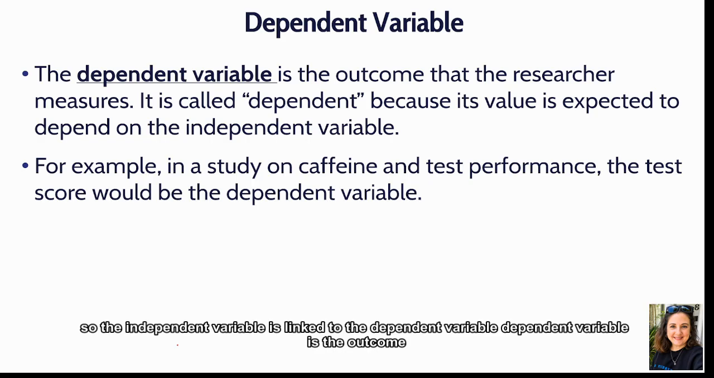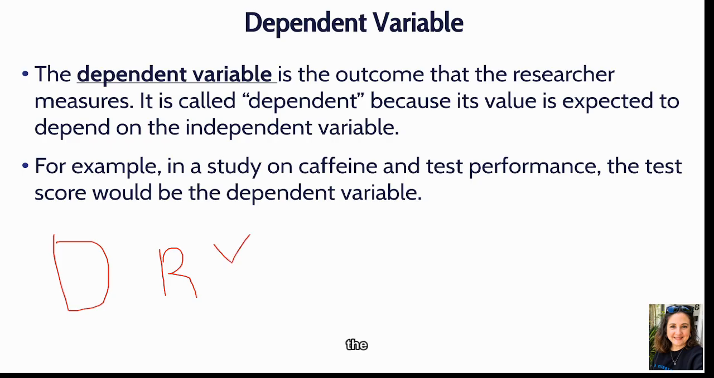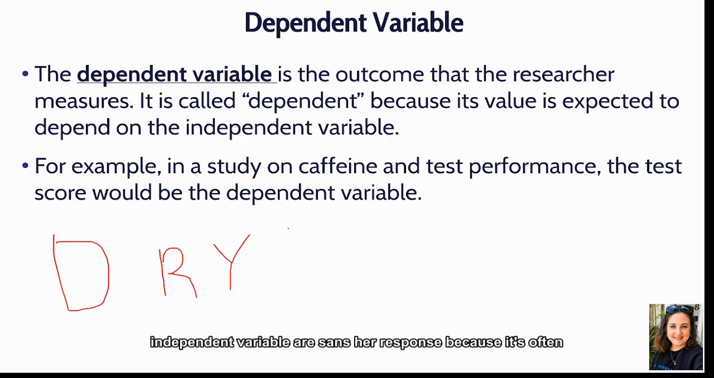So the independent variable is linked to the dependent variable. The dependent variable is the outcome that you're measuring, okay? That's how you can remember it there, measure. So if you had mix, manipulated, independent, x-axis, you can remember the word dry for the dependent variable. So the D from dry is dependent because it's expected to depend on my independent variable.